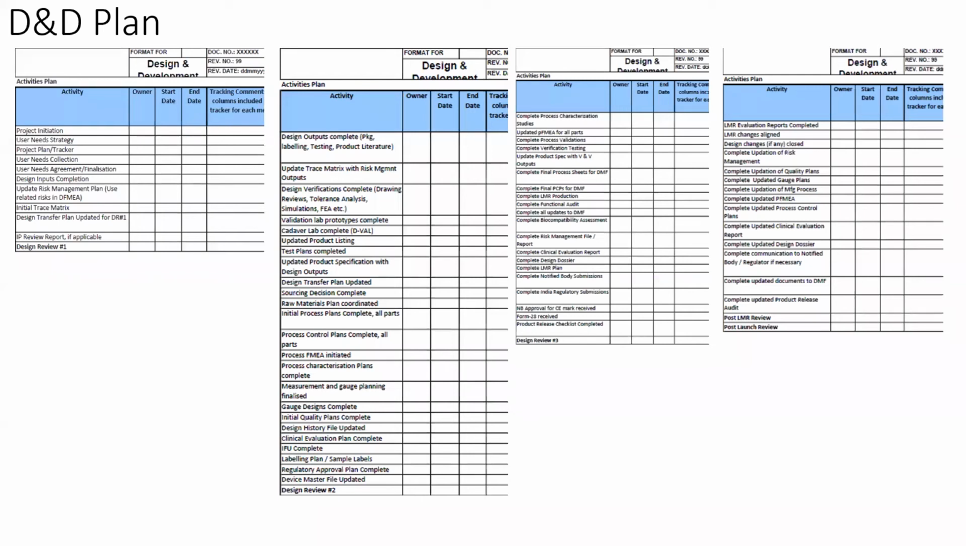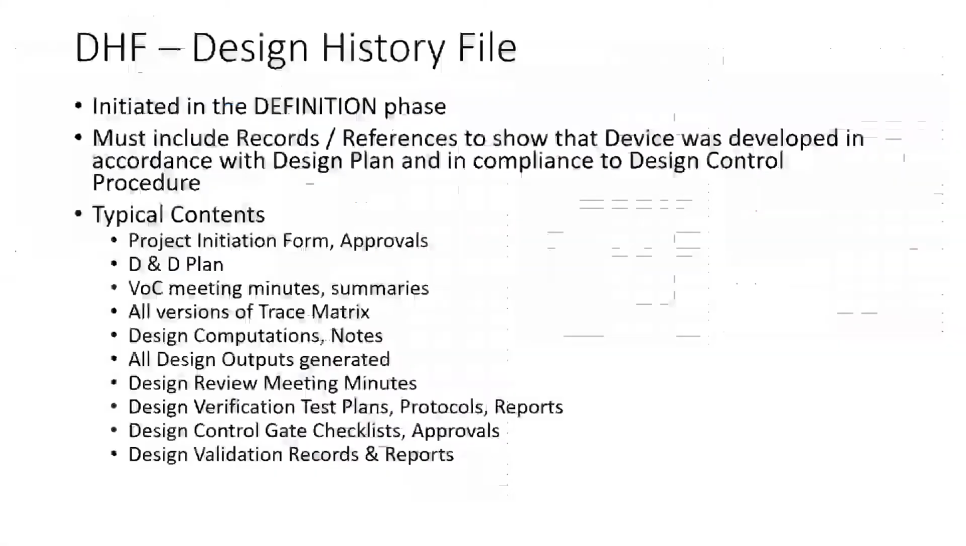It could be done in a Microsoft Project file. It could be done in an Excel file. But fundamentally, this is the breakdown of all the activities that would have to take place to achieve design completion and product release from the project initiation stage. Also initiated during the definition phase, and you must have heard this term if you are associated with healthcare technology and devices, is the design history file. The design history file is the first file that an auditor or a regulator would ask to see.